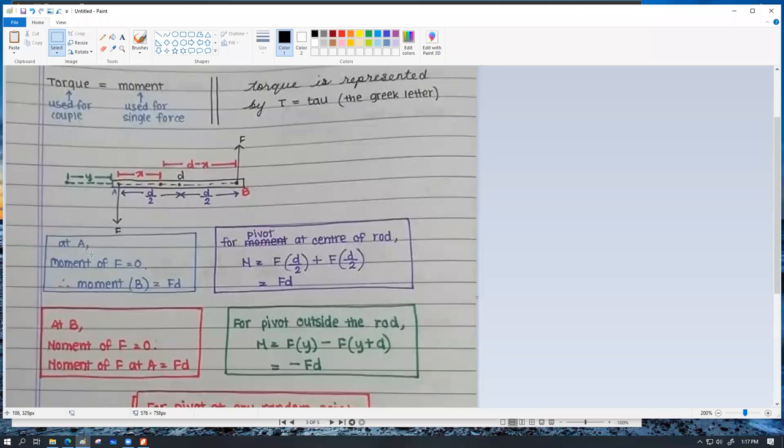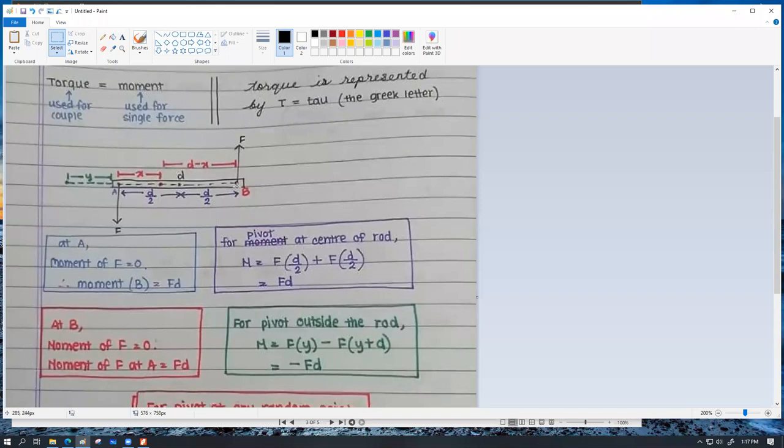Read this whole thing. At A, moment of F equals zero, which means this force downwards is not producing any moment at point A. Therefore, moment at... I think I used a downwards and upward symbol in my class, I believe. But this kid actually prefers to write about location, which perfectly works. So this force doesn't produce any moment.